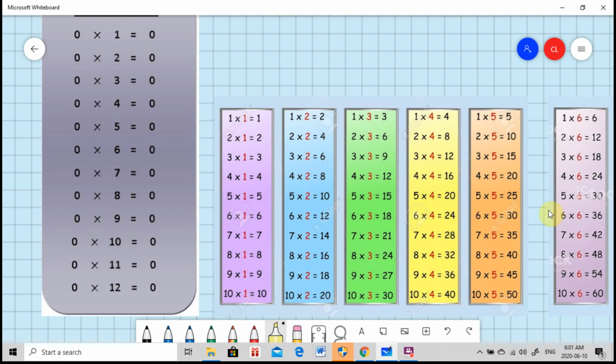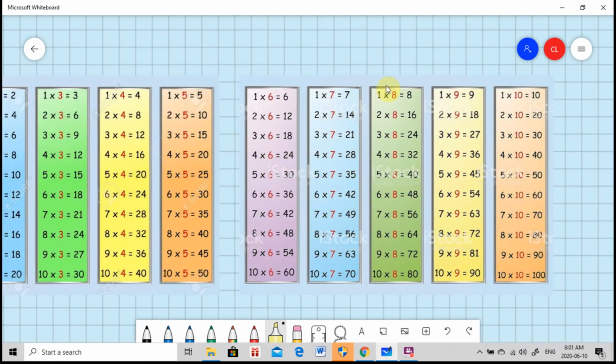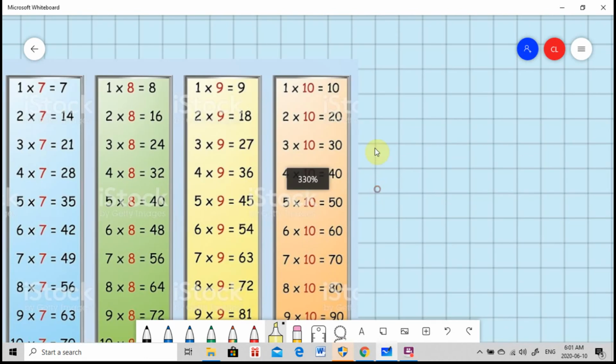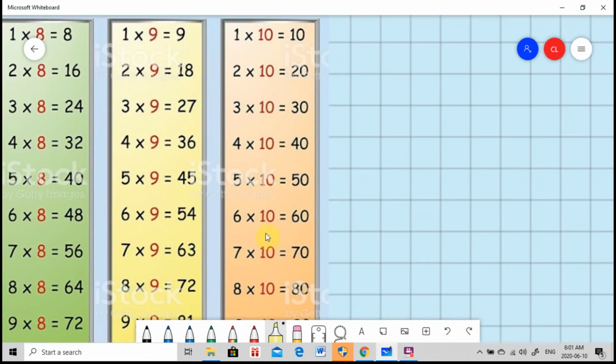Okay, so what about this one? What about 10? So if you notice, any number multiplied by 10, let's say you have 1, what you do is you just add a 0 next to it, right? If it's 2, you just add a 0 next to it. If it's 3, you add a 0 next to it.